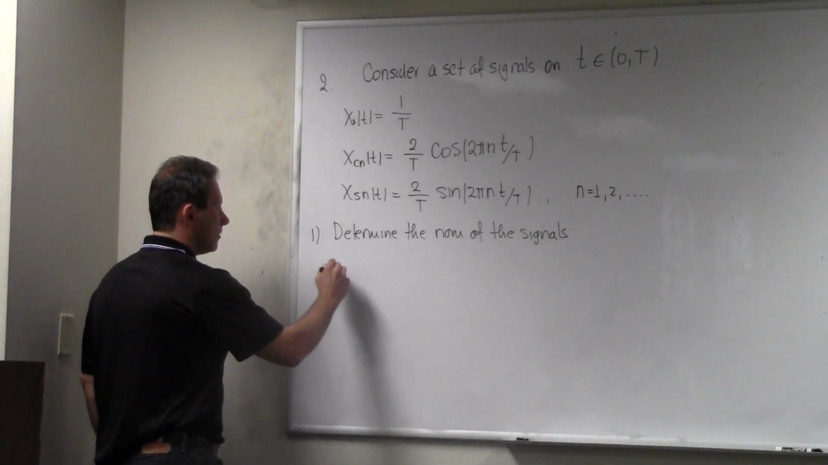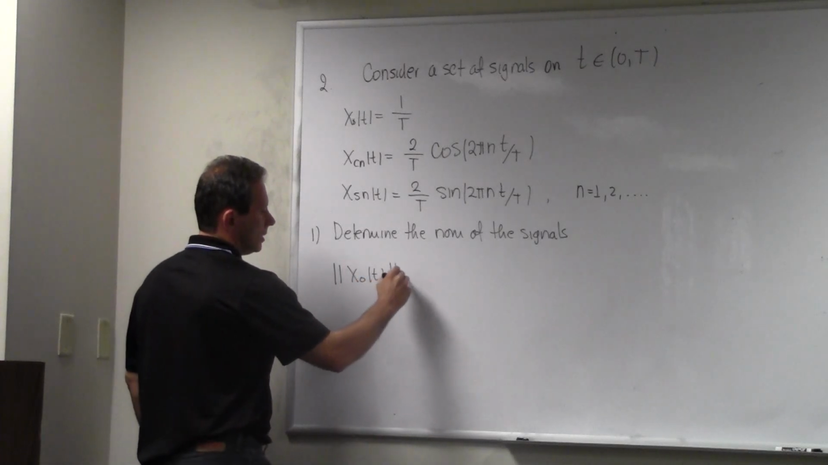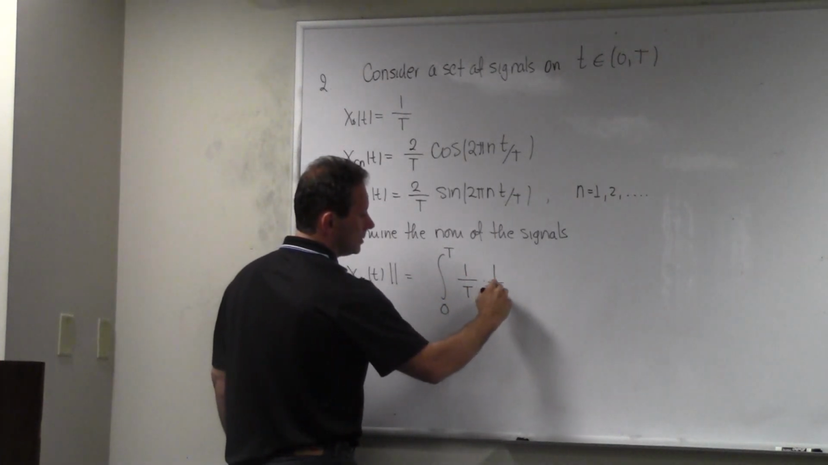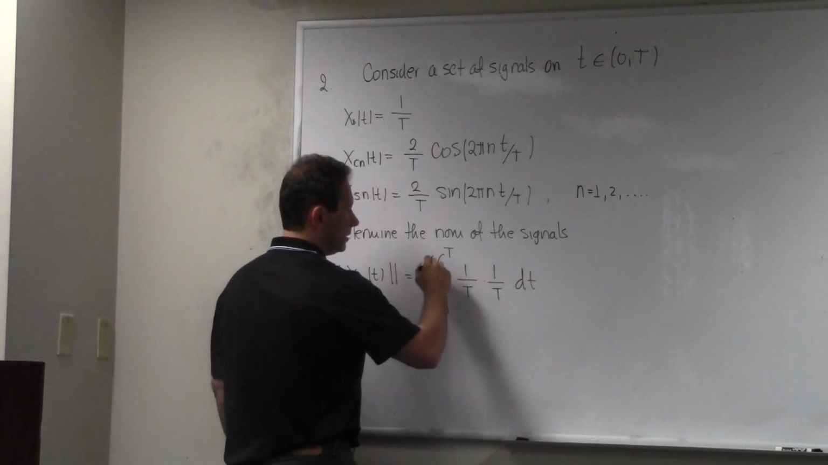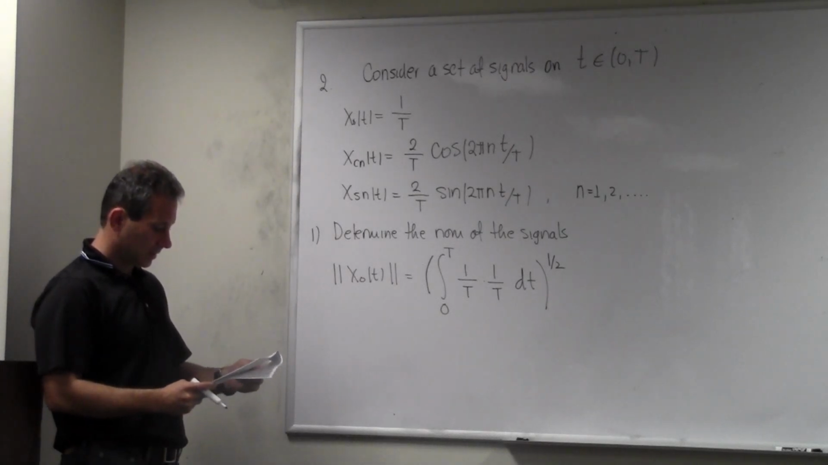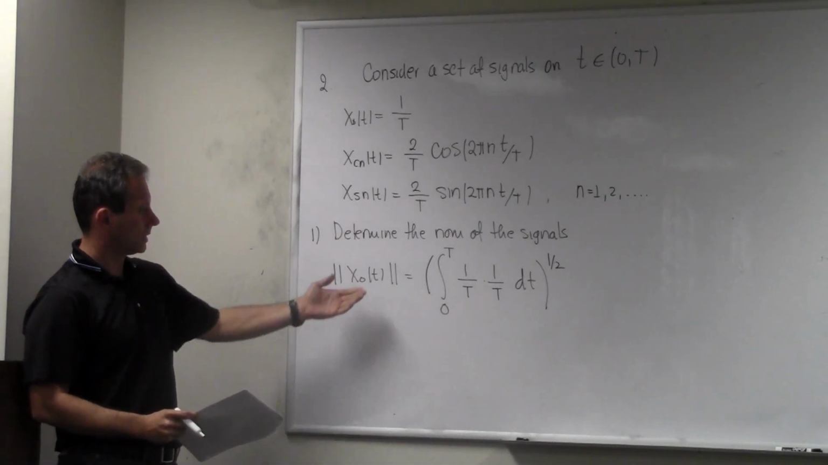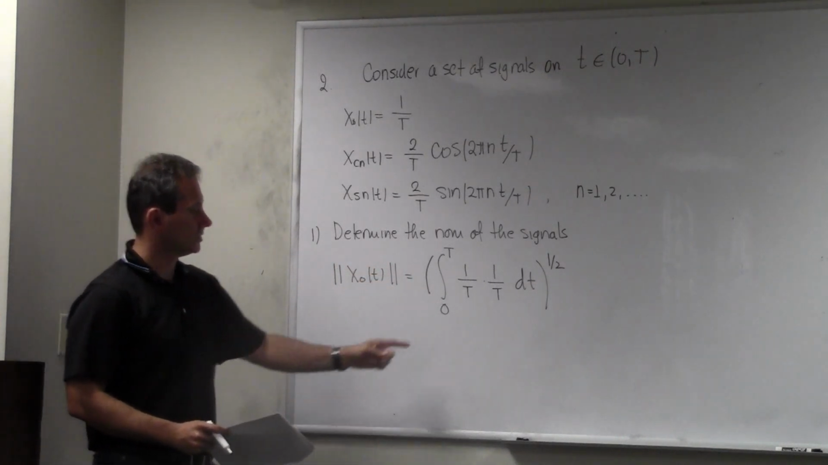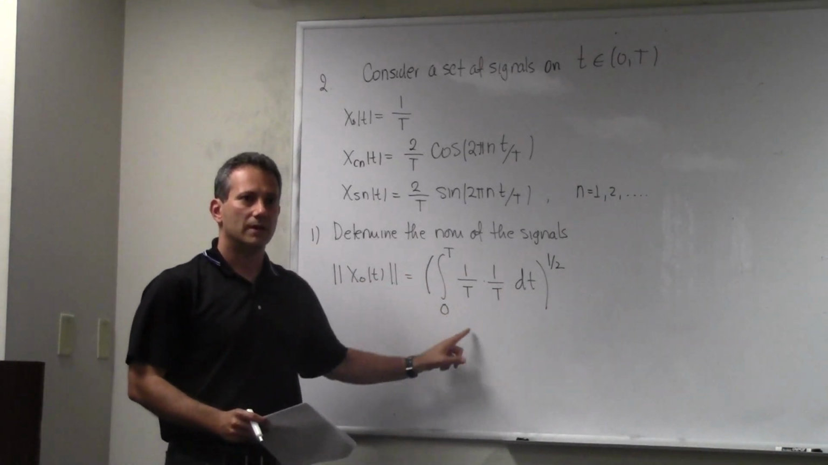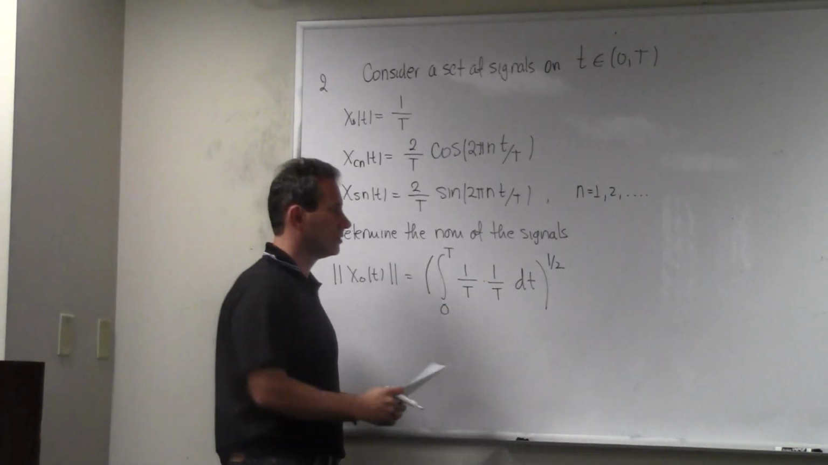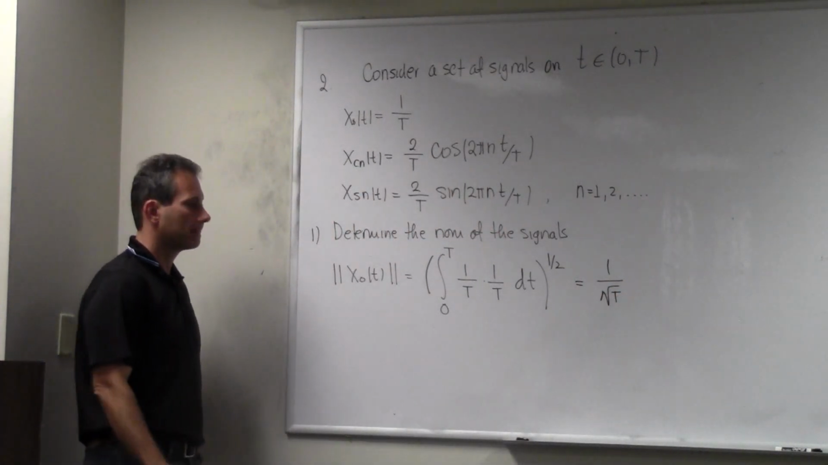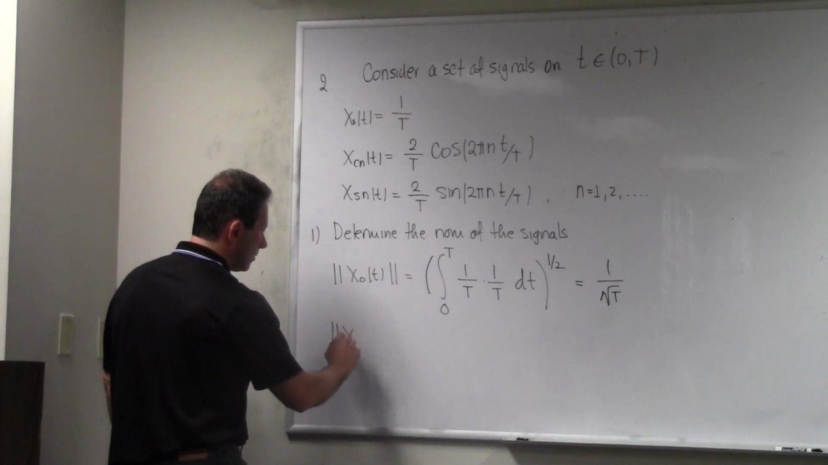So let's say, what's the norm of x0 of t? It's the square root of the integral from 0 to T of 1 over square root of T times 1 over square root of T, in the dot product, dt. Just follow straight from the definition of what the norm is. You see here, this is 1 over T. The integral from 0 to T of dt is T, divided by T is 1. So taking the square root of that gives 1. So that's the norm of the first one. Okay, let's take a look at the norm of these Cns.